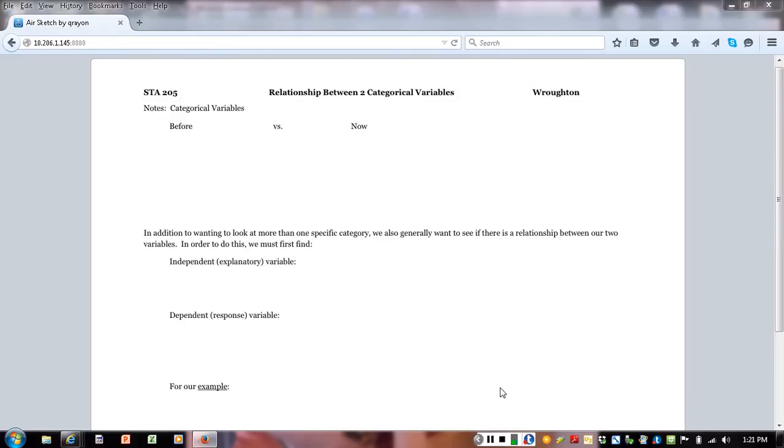So how is this really different from what we've been already doing? Well, the first part is probably obvious. Before, we only had one categorical variable. And now we have two. What's also nice about looking at two, though, is this: when we only did one categorical variable, the focus was on one category.